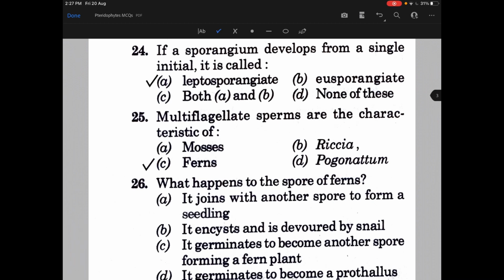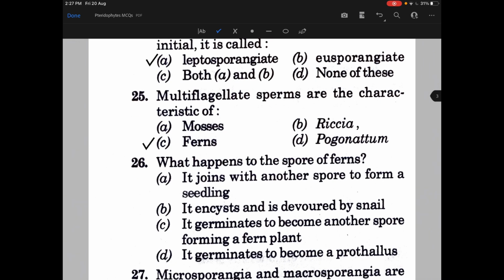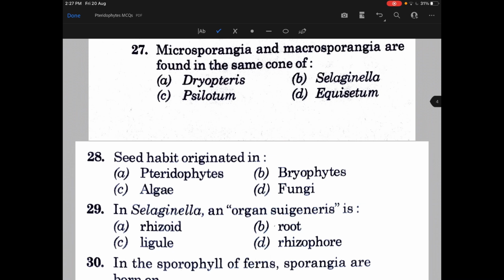Then, what happens to the spore of ferns? The answer is D. It germinates to become a prothallus. Microsporangia and macrosporangia are found in the same cone of dash. The answer is B, that is Selaginella. Next, seed habit originated in dash. The answer is A, that is Pteridophytes. Then, in Selaginella, an organ sui generis is dash. The answer is D, that is rhizophore.